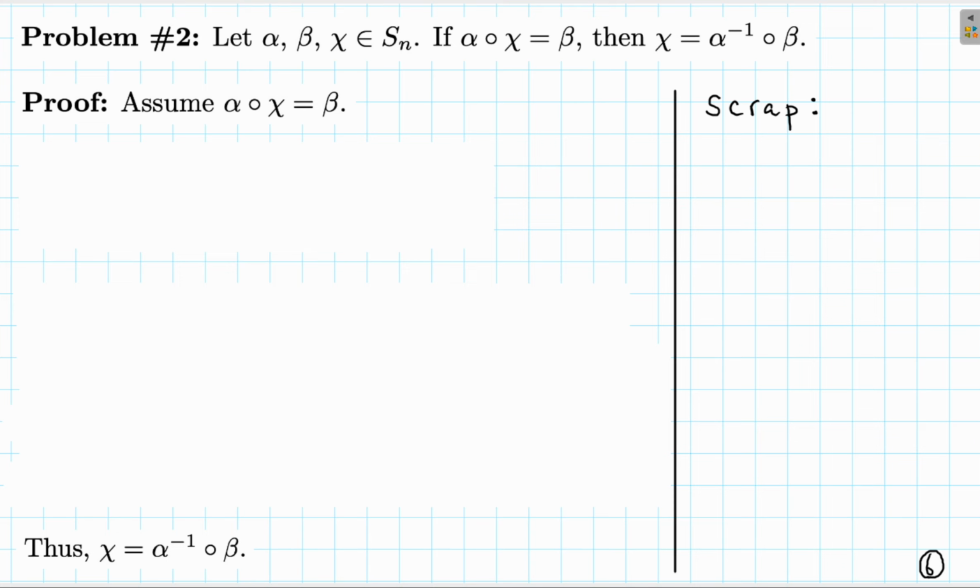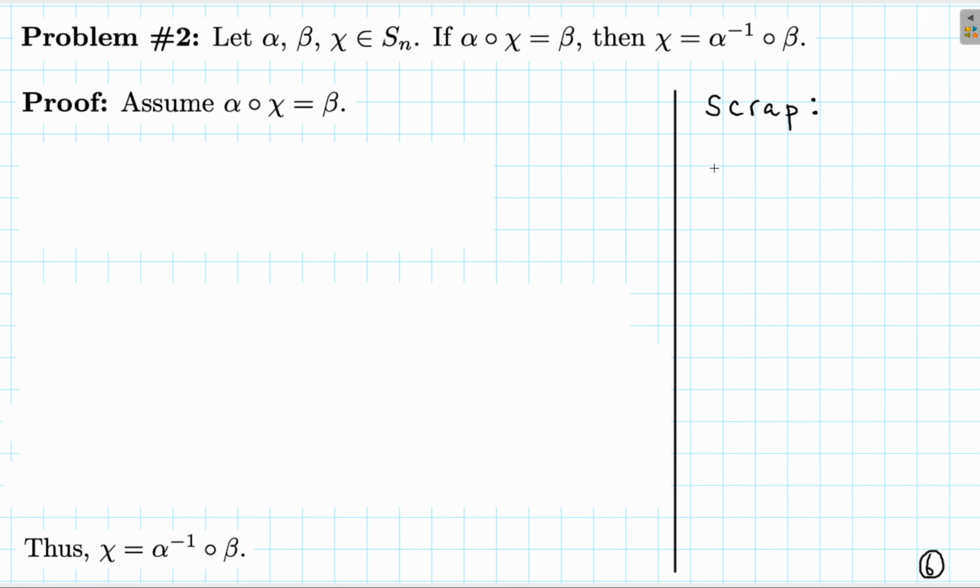In problem 2, we proved the following statement. Let alpha, beta, and chi be elements of S sub n. If alpha composed with chi equals beta, then chi equals alpha inverse composed with beta. So before we write down a careful proof of this, let's do a little bit of scrap work.